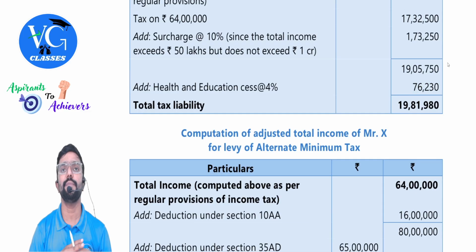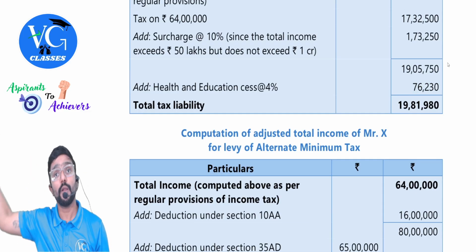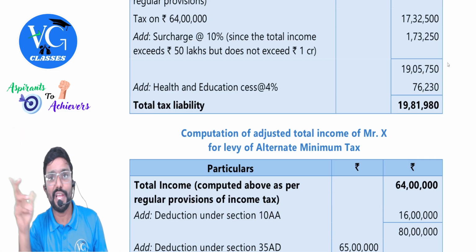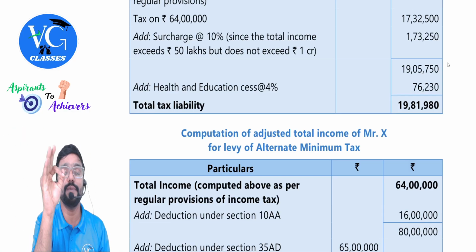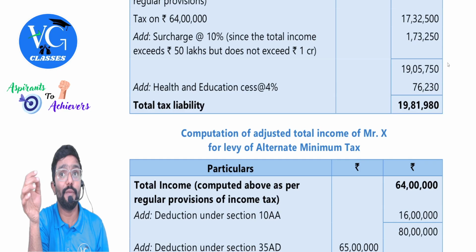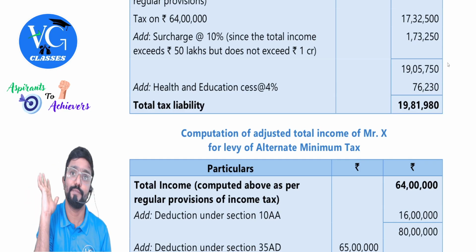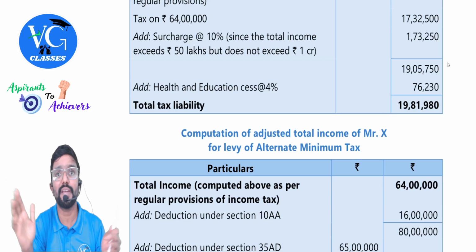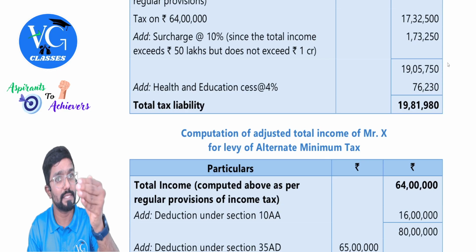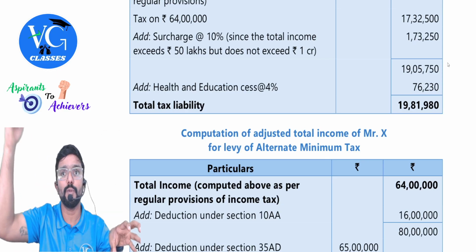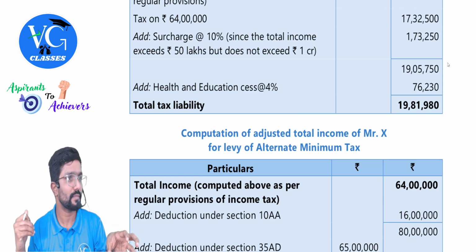What does he do with this AMT credit? Whenever tax as per normal provision is more than AMT, he can adjust that credit to the extent of the difference. But please make sure that even after adjusting the credit, whatever you finally pay to the government can never be less than AMT. Can never be less than AMT, guys. So the maximum credit you can utilize is whatever credit you have or the difference between the tax as per normal provision and AMT.